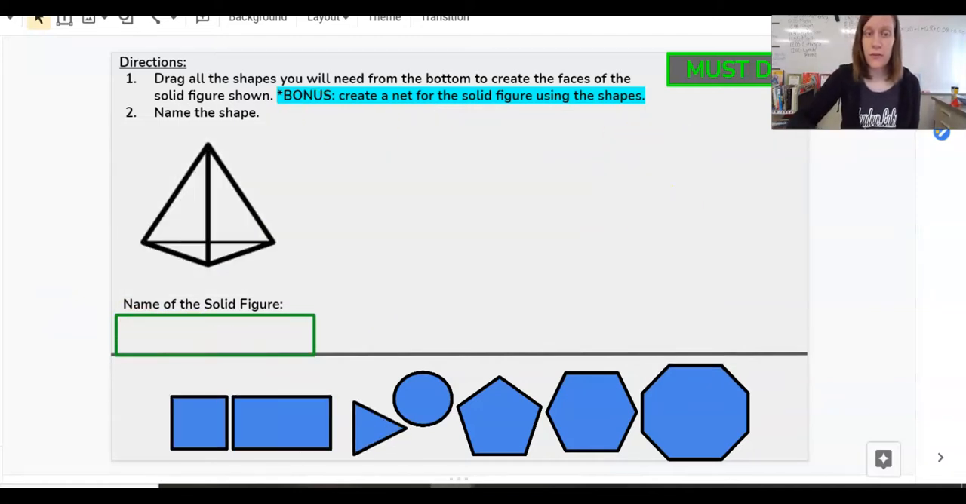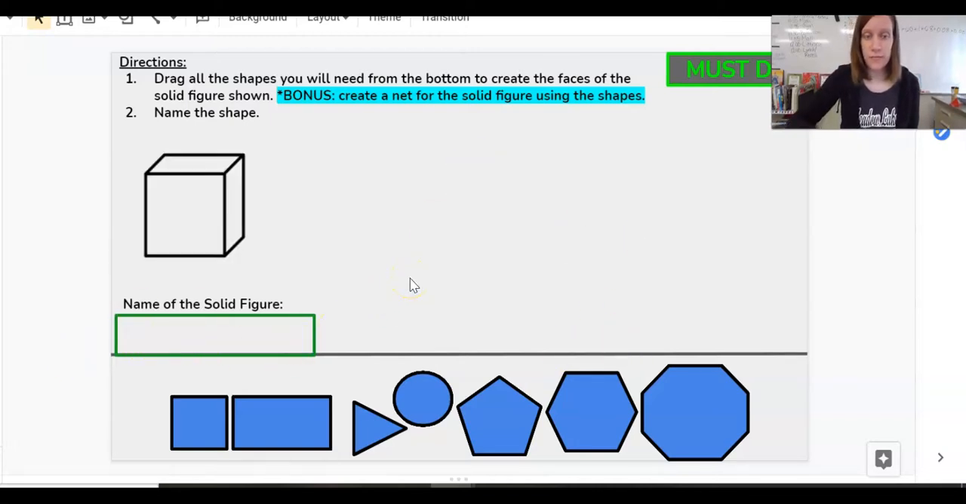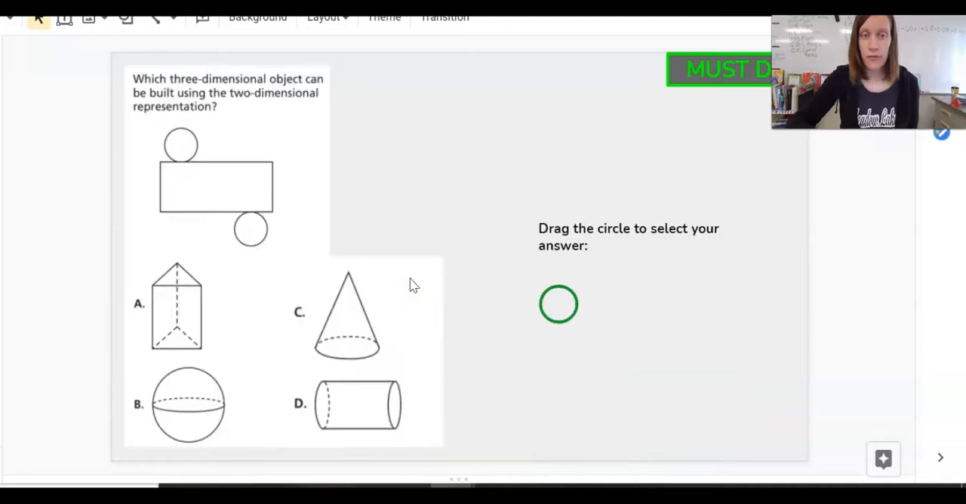So you're going to see that you have ones that look like this. You're going to look at the shape and say, look at the solid figure, what 2D shapes and how many of them do you need to make it? You'll drag them up here and then name your solid figure. So you have to do those. And then you have questions that you're going to use multiple choice to answer. So you'll drag your circle to the correct answer.